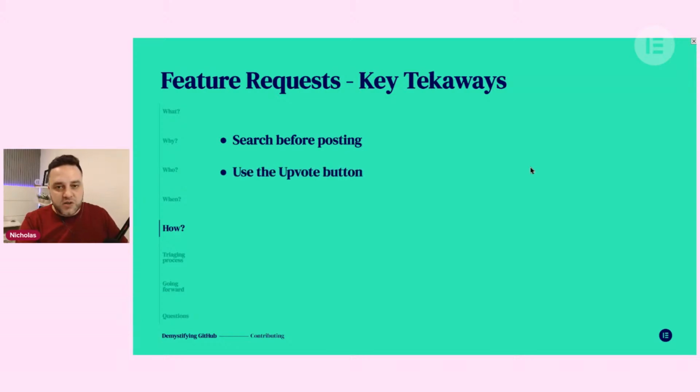Then, if possible, if you find one, use the upvote button. This helps us a lot to understand which features we want to add to our roadmap.